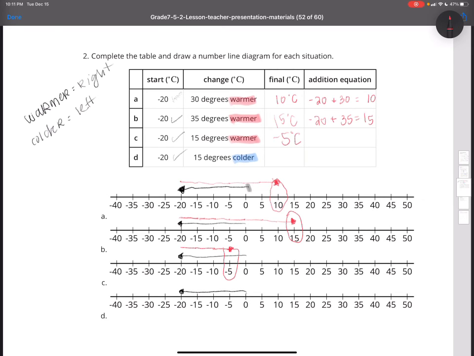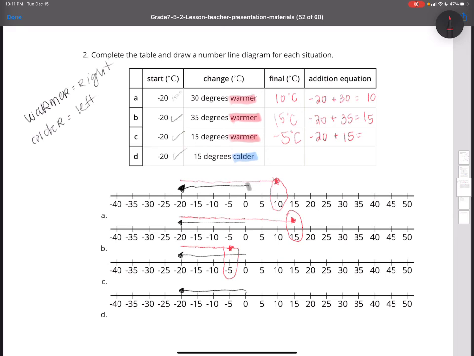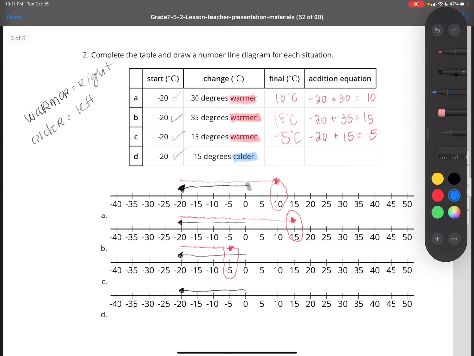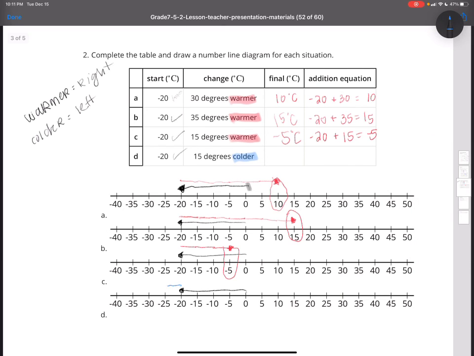Degrees Celsius. So there's going to be negative 20 plus, and we're adding a positive 15 because remember, warmer is going to the right, and we should be at negative 5. Okay? So then the next one is saying it got colder, and remember, colder is an indication that we're going left. So 5, 10, 15, and we stopped at negative 35.